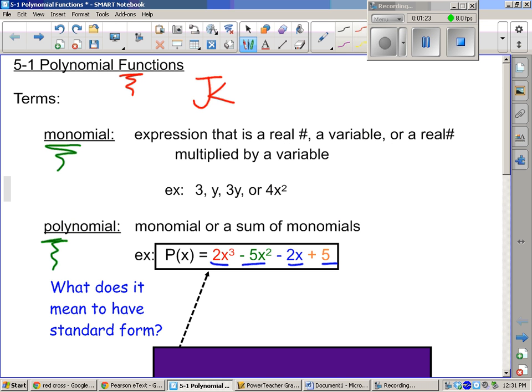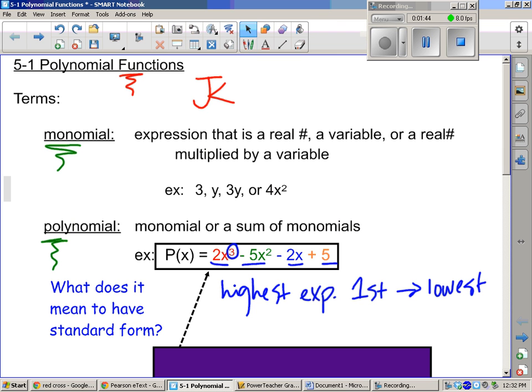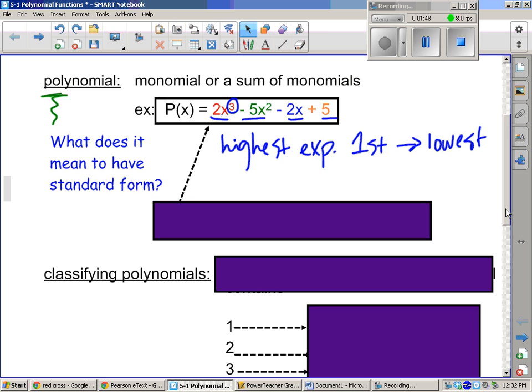Now, what does it mean to have standard form? Standard form, so we all write it the same way, is when you go down in value for each exponent. So you start with your highest exponent and you work your way down to the lowest. So you can see we have 3, then the green is 2, then the blue is actually 1, and the 5 doesn't have any exponent. Because it's 0, and we'll talk about that later. Yeah, we will. X to the 0.